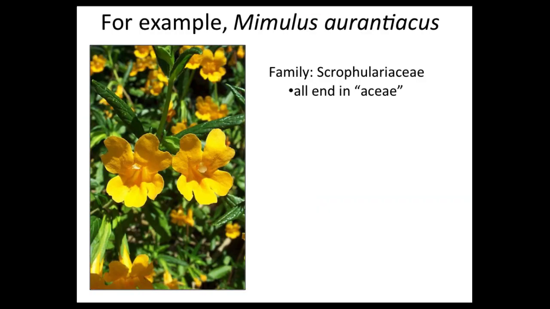As a case in point, let's take a look at a plant. So here's a common plant that grows all around campus at College of San Mateo. It's called Mimulus aurantiacus, and it's in the family Scrophulariaceae.